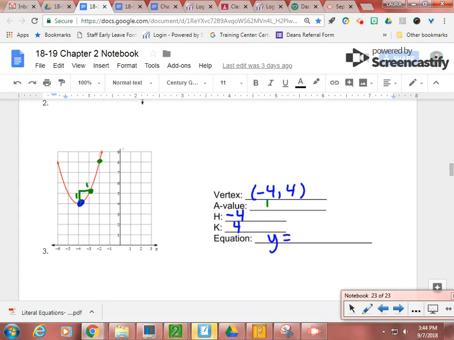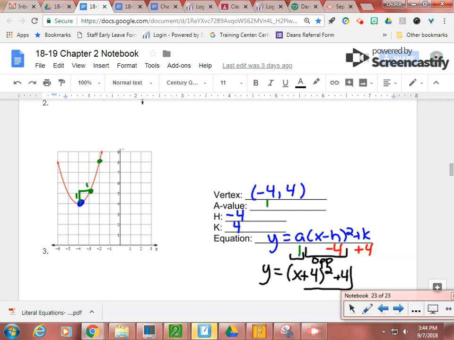So our equation, a(x minus h) squared plus k, this is 1, then -4, plus 4. Things I have to remember: on this one, I'm doing the opposite. And when I write my final equation, I don't need to write this 1 here, so I can go straight to (x plus 4) squared plus 4. And that's how you write an equation from a graph.